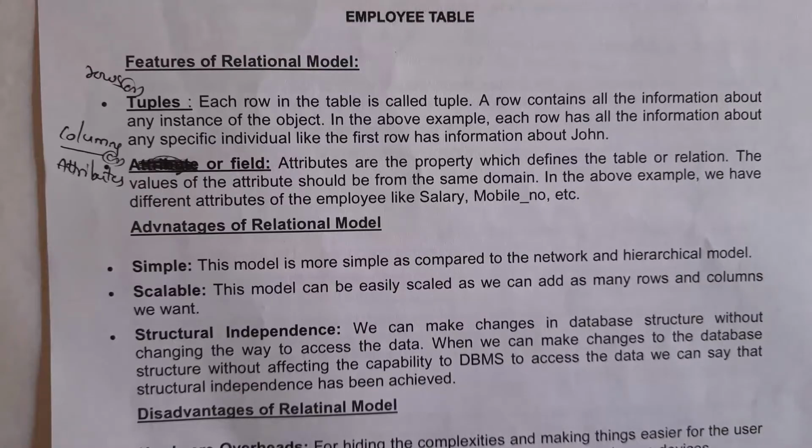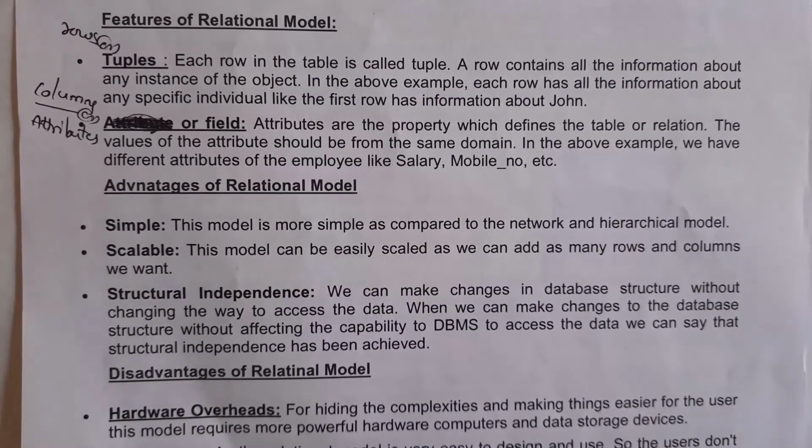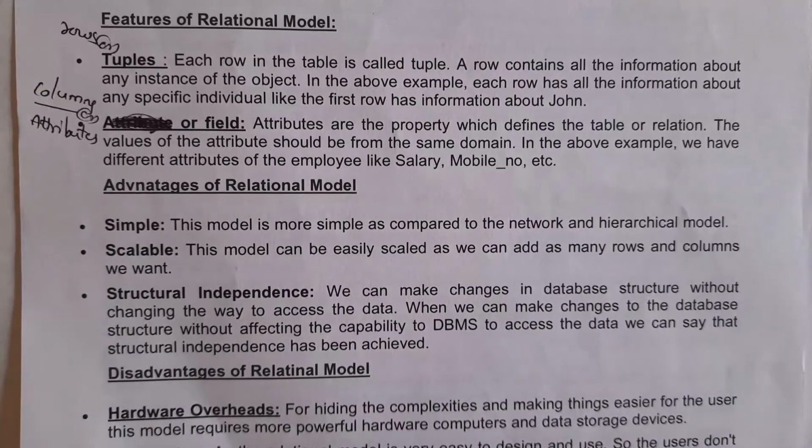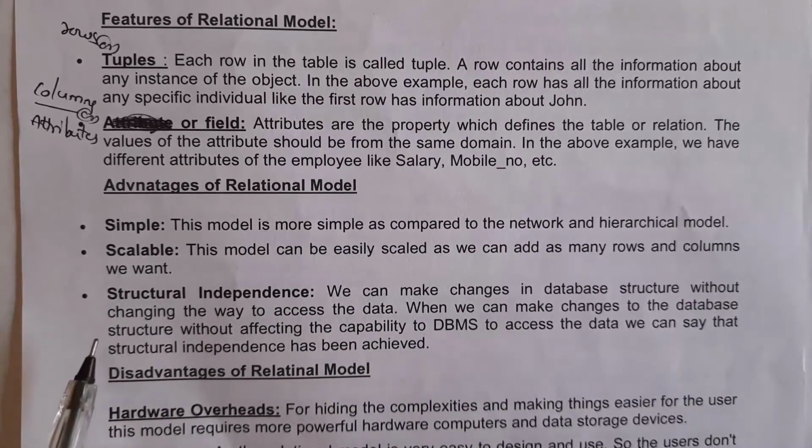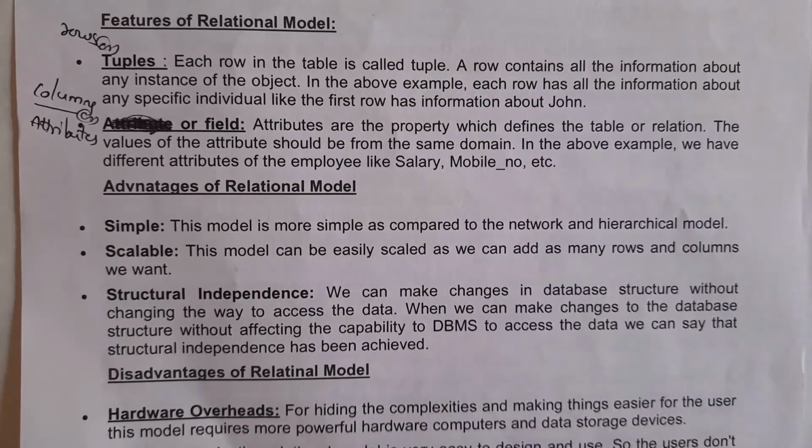Next I will explain the advantages of the relational model. First one is simple. When compared to the network model and hierarchical model, this relational model is very simple. Next one is scalable. If you want to insert a new column or new rows, it is very easy. Next advantage is structural independency. We can make changes to the database structure without changing the way we access the data. We can easily change the structure of tables, like inserting new columns or new rows. Even if we insert new rows and new columns, it will not affect any data present in the database. Still we can easily access our data.